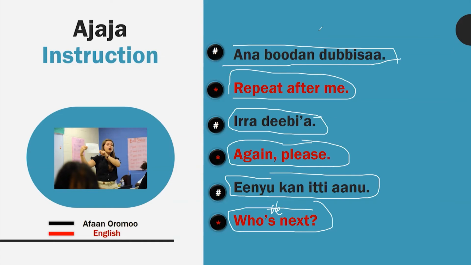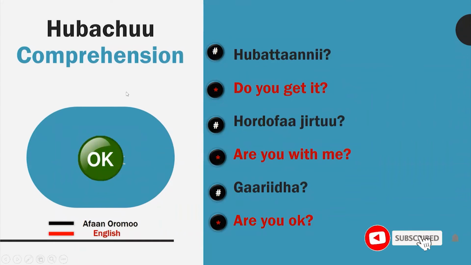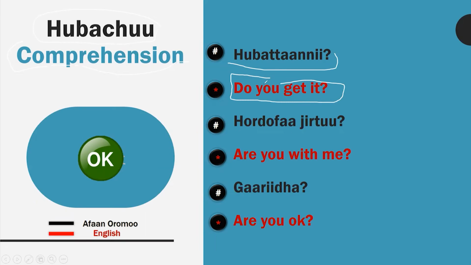Okay, good. The other thing is about comprehension. Whether they already understood or not, if you wanted to make sure about that one, you can use hubachu. Actually, comprehension means hubachu in Afaan Oromoo, okay? Then, you can say hubatani. Hubatani means do you get it? Do you get it means hubatani. Or you can say sinif gale. They are the same meaning, okay?